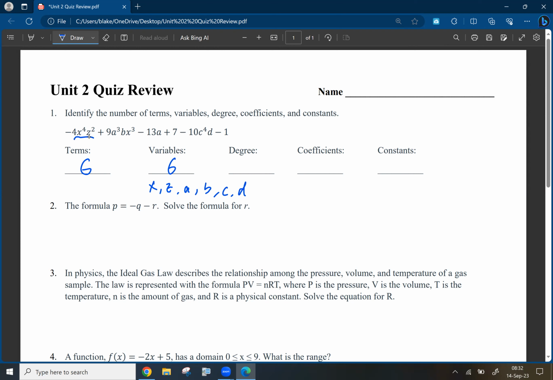Coefficients. Coefficients are the numbers in front of the terms with variables. So -4 is a coefficient.